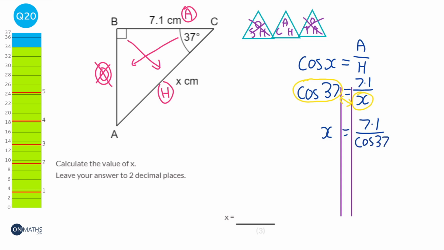When you type that into your calculator, just make sure you close the bracket. If when you type in cos it opens a bracket, make sure you close the bracket before you ask your calculator for the answer or press the equals button, and that would be 8.890 blah blah blah, and when you round that to 2 decimal places it will be 8.89.